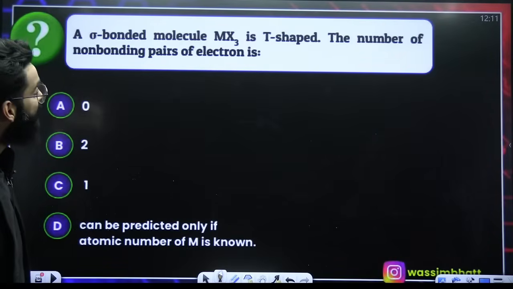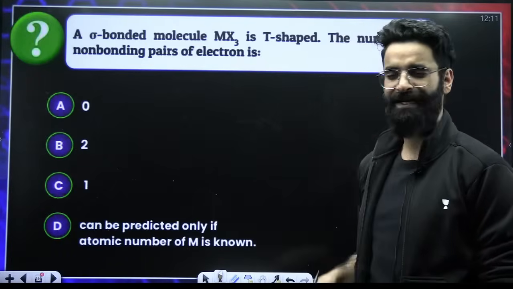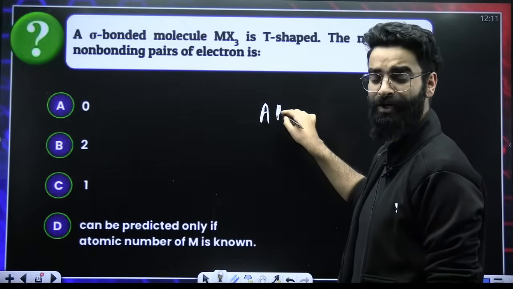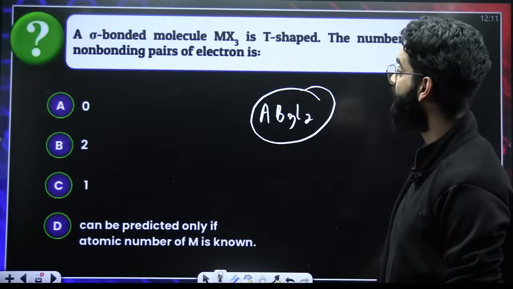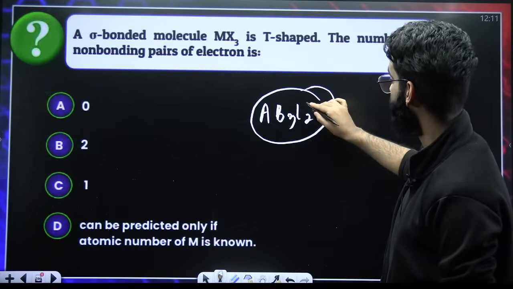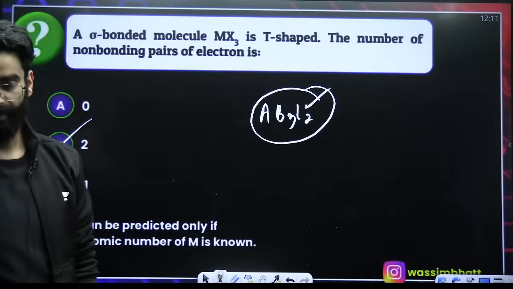Quick. A sigma bond in molecule MX3. MX3 is T-shaped. Just understand. T-shaped, the type has to be what? The type has to be AB3L2. The non-bonding electrons, non-bonding means lone pair. 2 lone pairs. Yes?